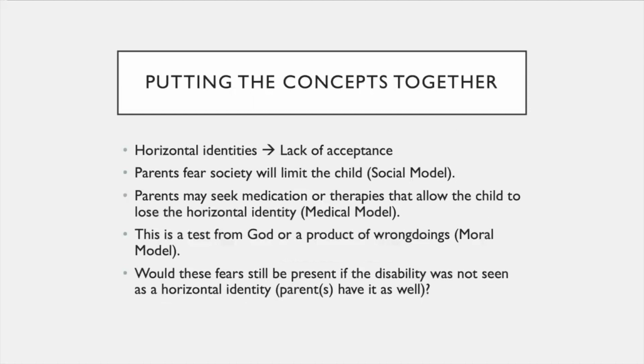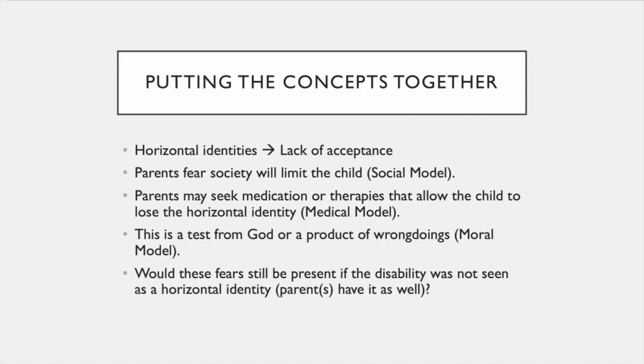So putting all of this together, horizontal identities can lead to lack of acceptance of a child because the parent is unfamiliar with what life may look like with a disability. This may be explained by looking at all of the models and not just one in isolation. Parents may be afraid that society may not accept their child and that society may lack accommodations and produce limitations, the social model. Parents of these children may also seek medication and therapies that would allow their child to lose this horizontal identity, medical model. Also, a parent may believe that their child is a test from God or a product of wrongdoings, the moral model.